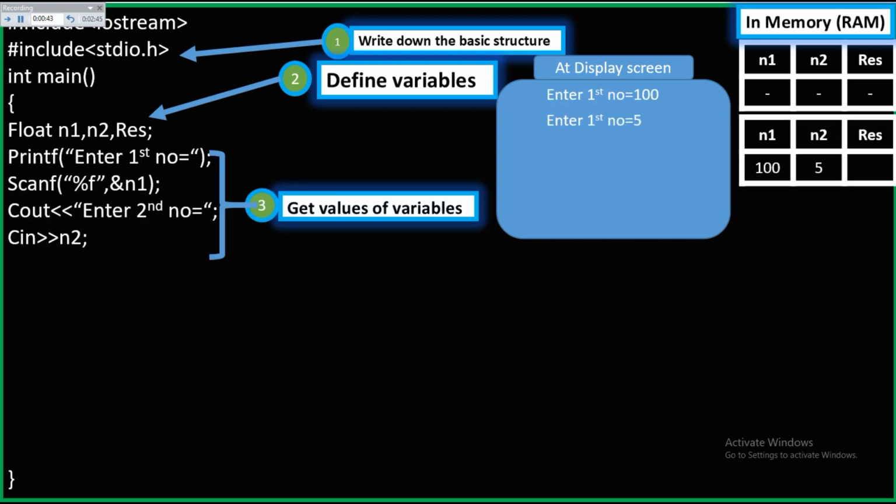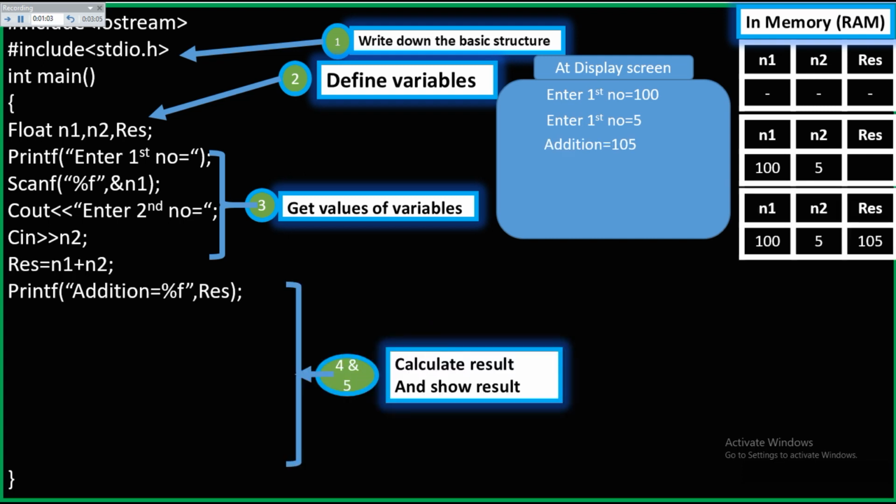In the next step, we show a message, enter first number, and get this number with scanf or cin, and then show enter second number and get this number. For example, the user entered number 1 as 100 and number 2 as 5. These numbers will be stored in memory.